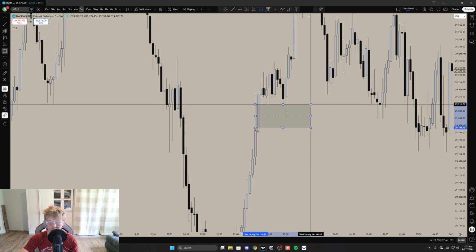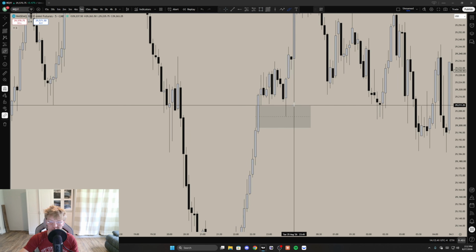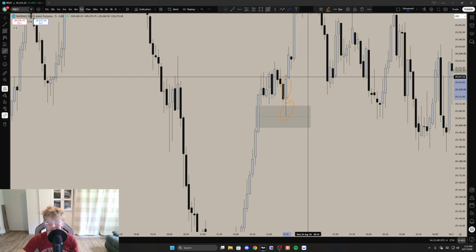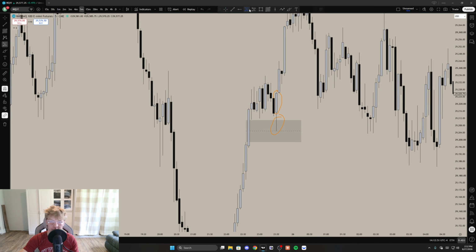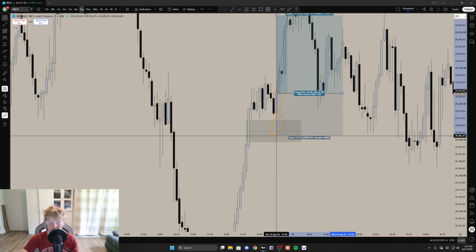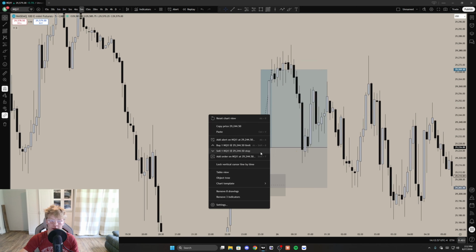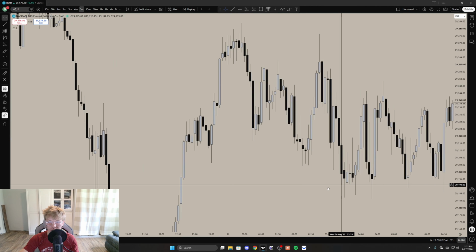We tap into this fair value gap. We get a very, very large wick and a strong closing candle in the direction of the wick rejection. Boom. Take that trade. 9 times out of 10, you're taking that trade. That is showing exhaustion and intent within a fair value gap. Don't overcomplicate it.